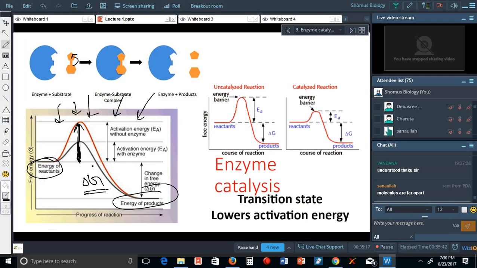So when an enzyme is present, it brings them close to each other, and they need less energy, they need to work less, because now they are in close proximity, they can form bonds and break bonds very fast and very accurately. That's why it reduces the activation energy there.